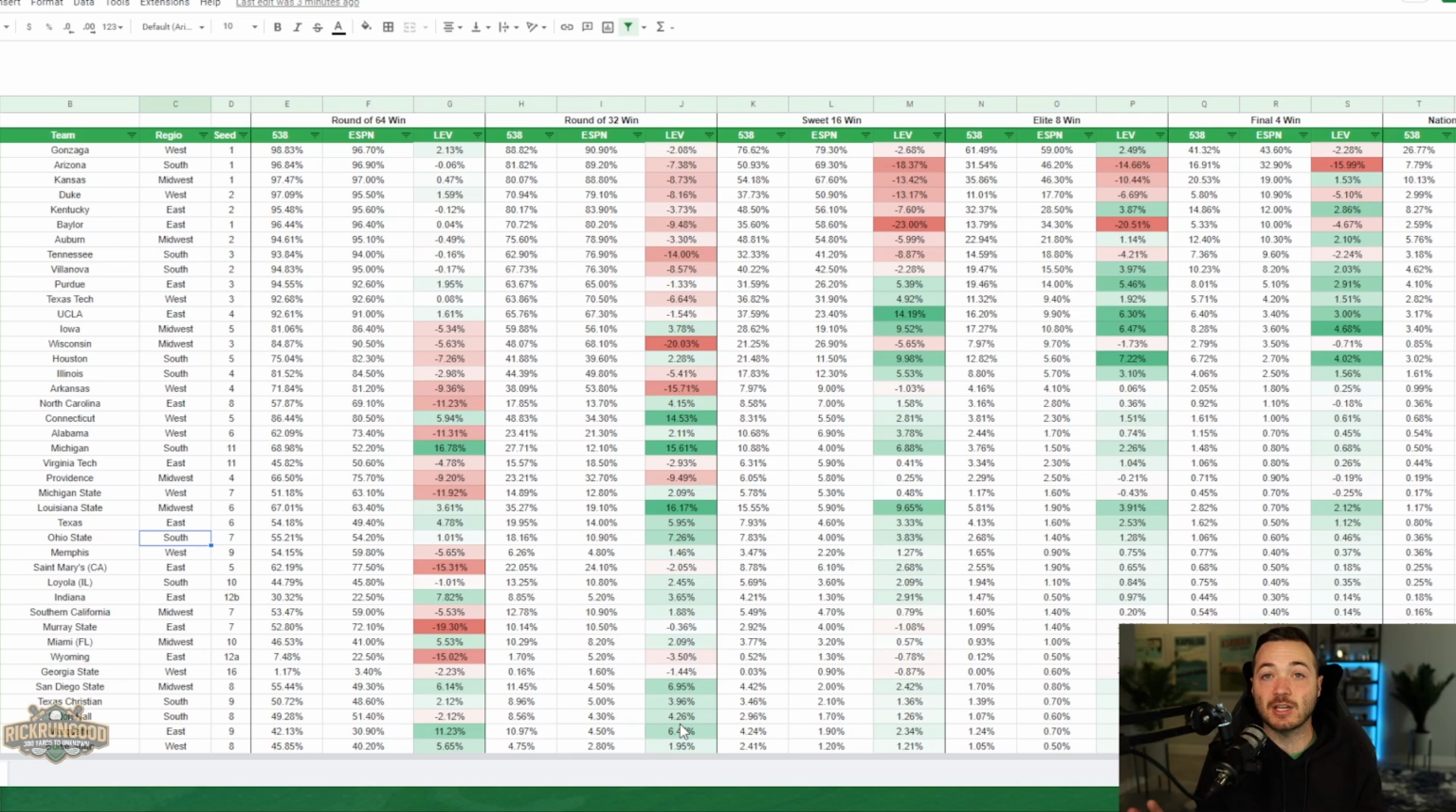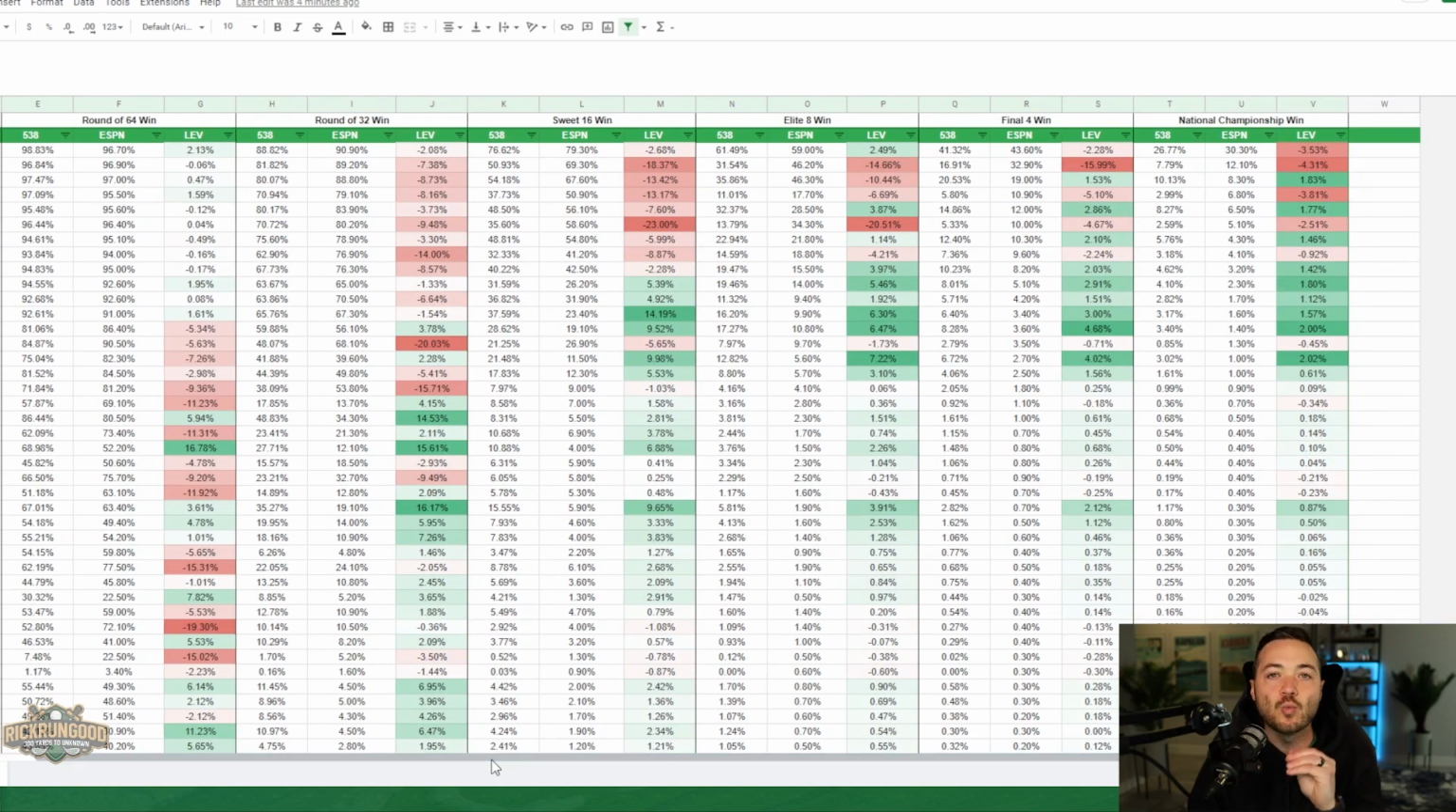So leverage is a situation in which a team is more likely to get through the round based on their 538 probabilities than the number of people that have picked them to advance in the ESPN bracket challenge. That is leverage. If you remember from previous years, the easiest way to start doing this is with your national championship game and starting to work backwards.